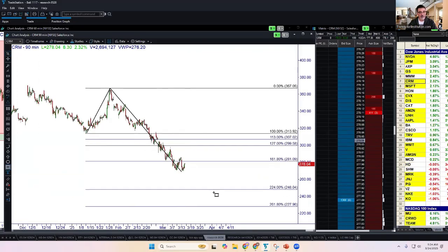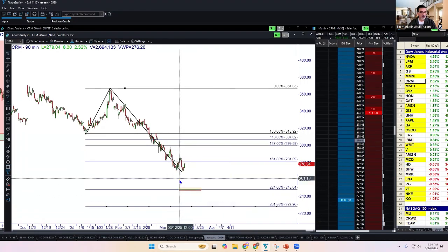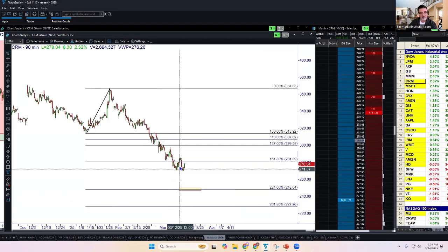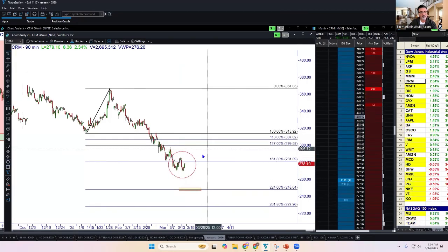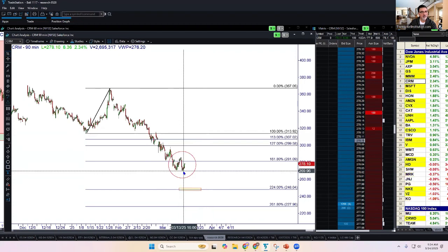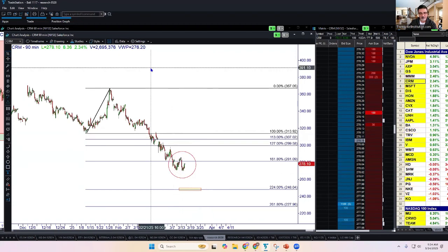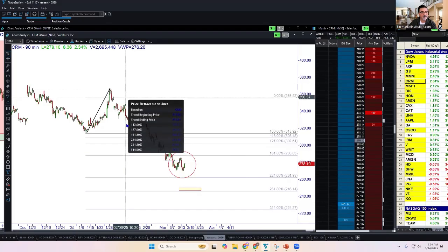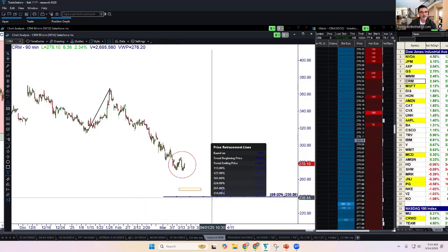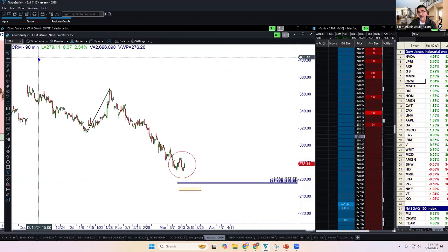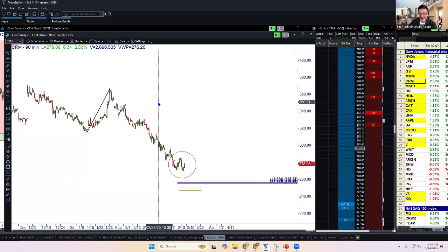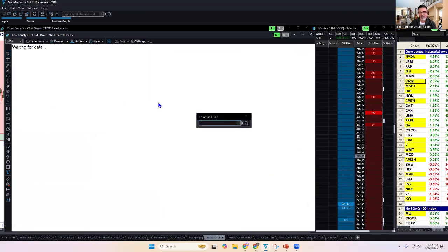For a V-shaped reversal, it would have to come down to one of these levels. But I'm noticing right here at the bottom, I'm noticing this price pattern right here. Did we make a slight lower low? Well, let's adjust the time frame and find out. So I'm going to drop down to, let's try a 20-minute chart.